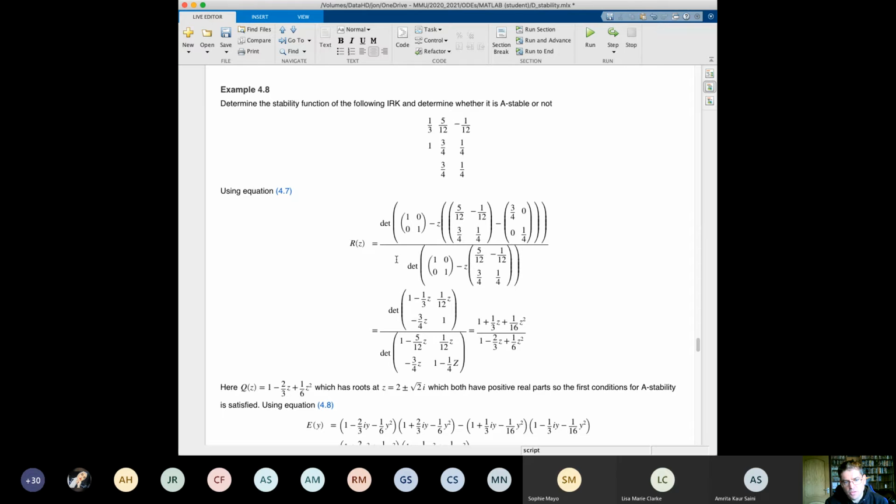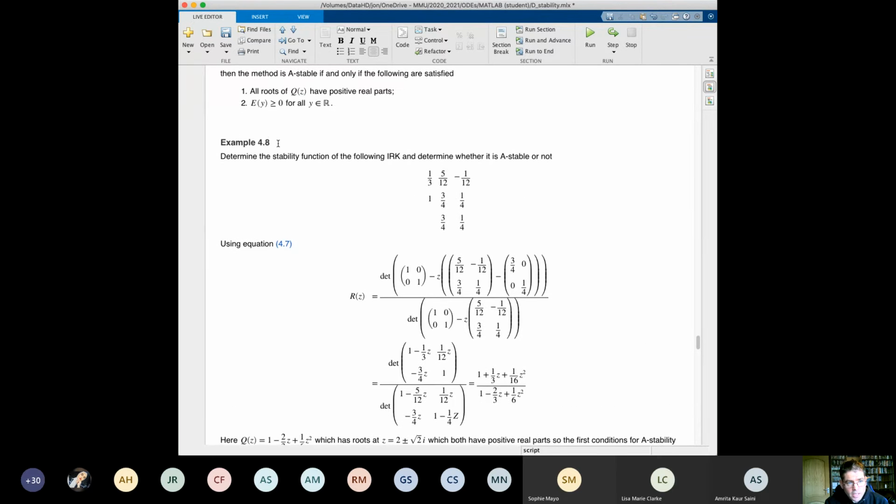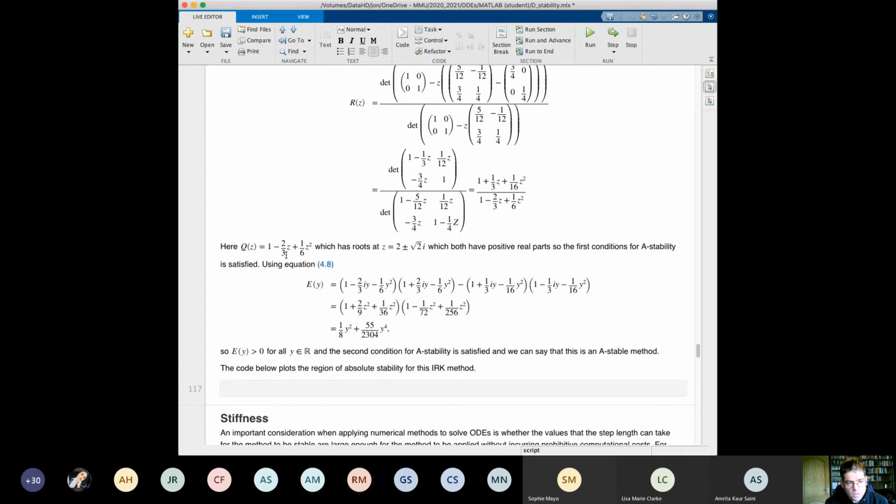Because this is a 2x2, it's not too tricky to actually calculate the determinant. So we've got that there, and eventually we get down to this. So this is our R(z), and notice it's a polynomial function on the top and a polynomial function on the bottom. The first criterion was, are the roots of Q(z) on the right hand side of the complex plane? If we use the quadratic formula on this, we get the roots being 2 plus or minus root 2 i. We're only interested in the real part, which is 2, which is positive. So that's the first condition.